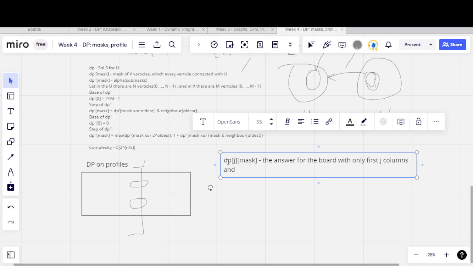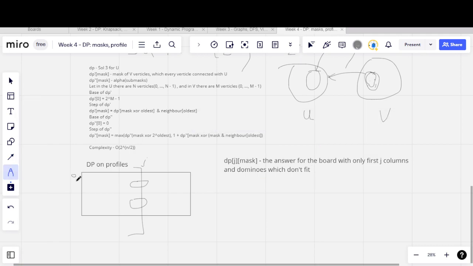And dominus, this dominus, and we have a mask for dominus which doesn't fit on this board, it just doesn't fit. We have masks like now and one, for example, now, now, one. For every case we have some mask. Okay, it's very simple.